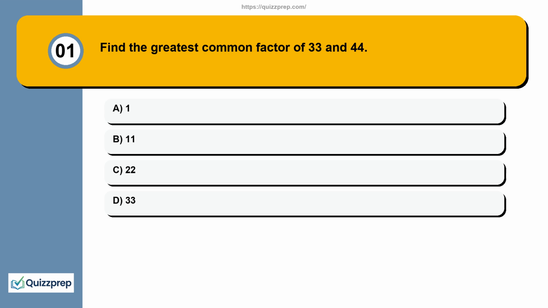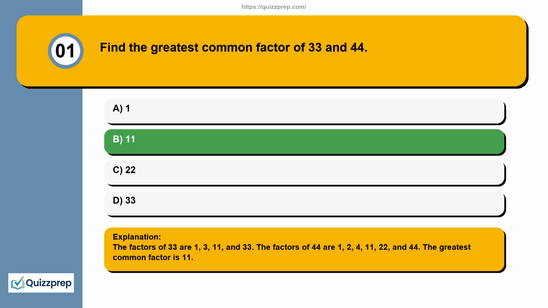Question 1. Find the greatest common factor of 33 and 44. 1, 11, 22, 33. The factors of 33 are 1, 3, 11, and 33. The factors of 44 are 1, 2, 4, 11, 22, and 44. The greatest common factor is 11.